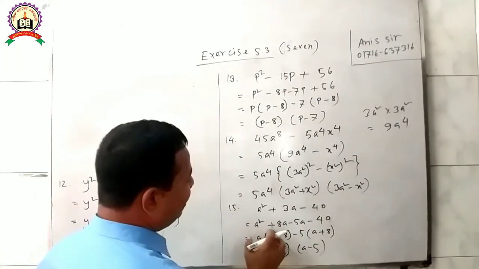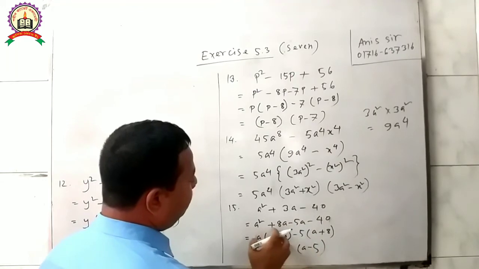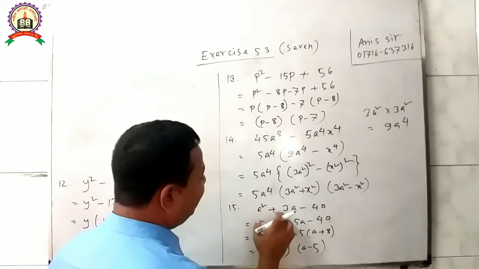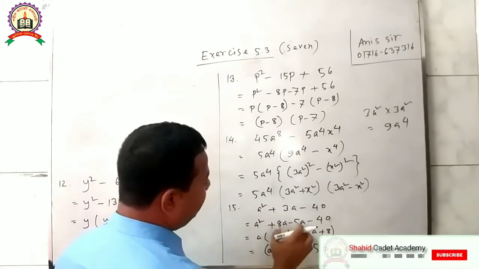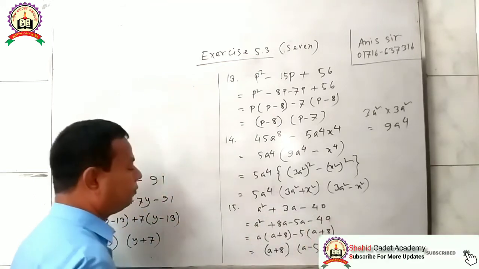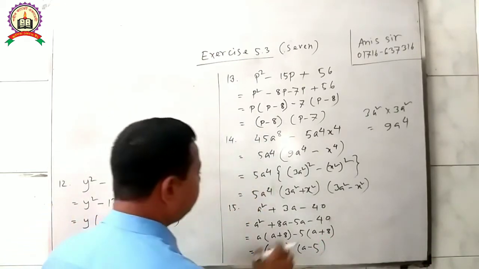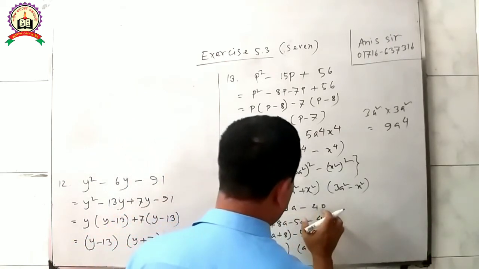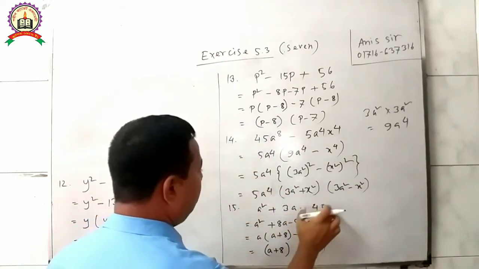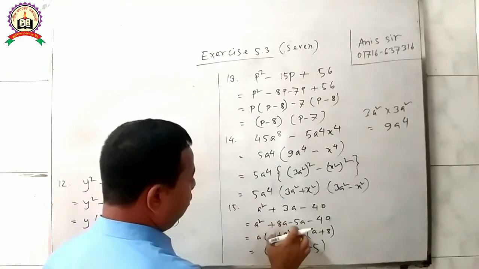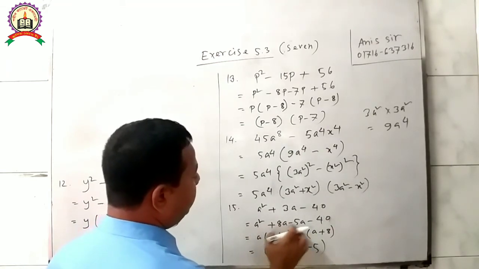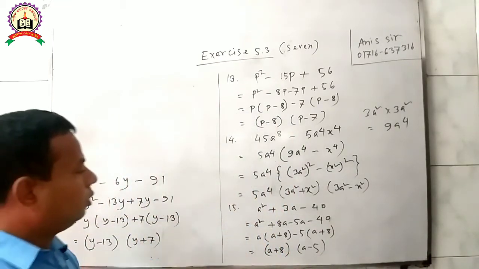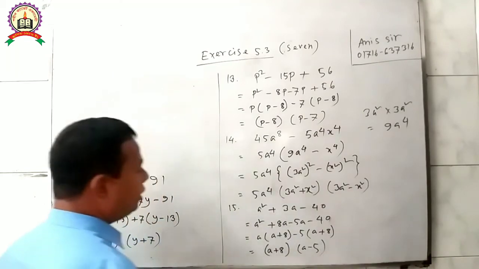So a square plus 8a minus 5a. If we do plus or minus, plus 8a minus 5a, then we get plus 3a. And if we calculate the multiplication of the first and third term, that means 40a square. 8a into 5a, we get 40a square. So it is the middle term, you have to do in this way.